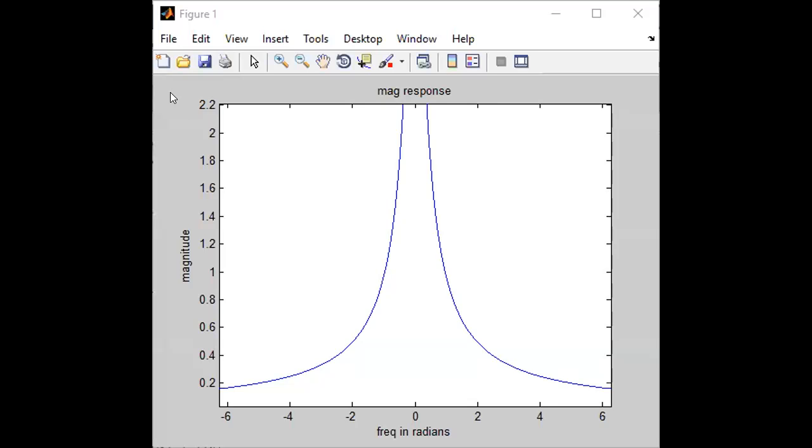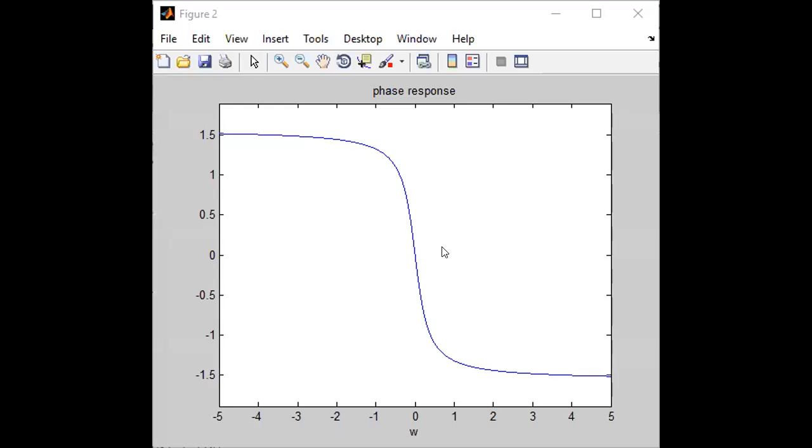Yeah, this is a magnitude response, which is even symmetric. Magnitude response is always even symmetric. Frequency in radians, magnitude here. Generally, we can convert it into dB also. Okay, magnitude response. Let me show the phase response also.